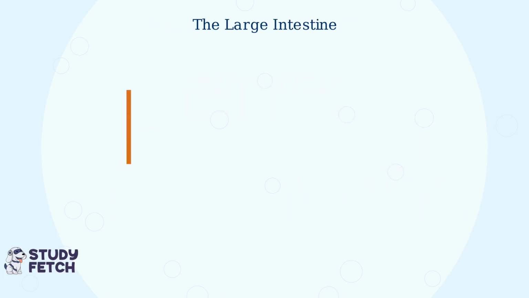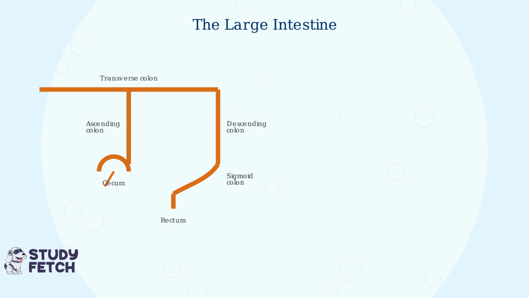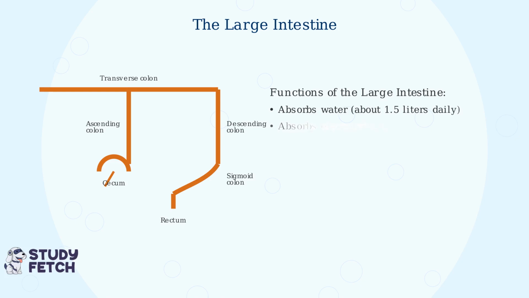After nutrients are absorbed in the small intestine, the remaining material passes into the large intestine, also called the colon. The large intestine consists of several sections: the cecum, ascending colon, transverse colon, descending colon, sigmoid colon, and finally the rectum. Unlike the small intestine, the large intestine has very limited digestive functions. Its primary role is to absorb water and electrolytes from the indigestible food matter.